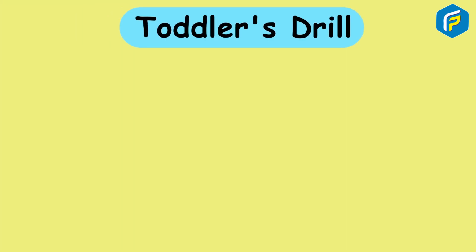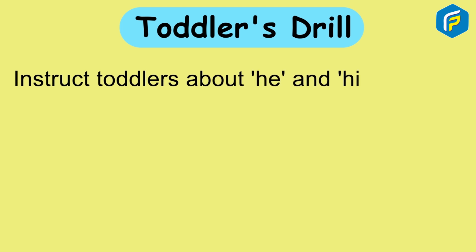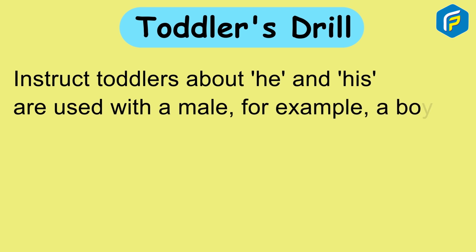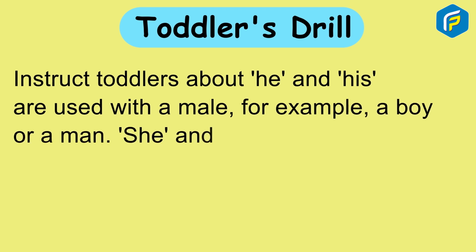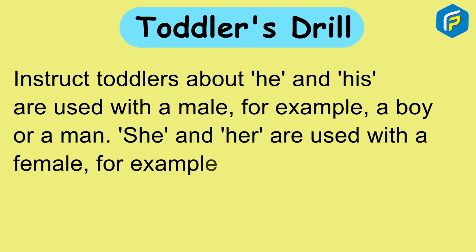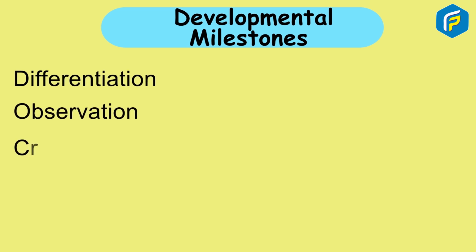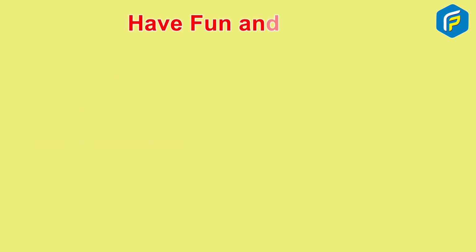Toddlers drill. Instruct toddlers that he and his are used with a male, for example, a boy or a man. She and her are used with a female, for example, a girl or a woman. Developmental milestones. Differentiation. Observation. Critical thinking. Have fun and learn.